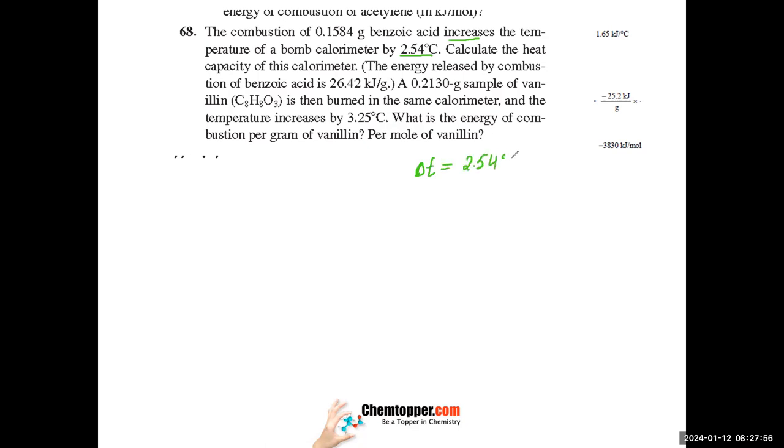2.54 degrees Celsius. They are asking you to calculate the heat capacity, meaning this value. They want to calibrate. They have given the combustion of benzoic acid. See, this is kilojoules per gram, this one. 26.42 kilojoules. Take care of the unit. So delta H naught combustion is given.